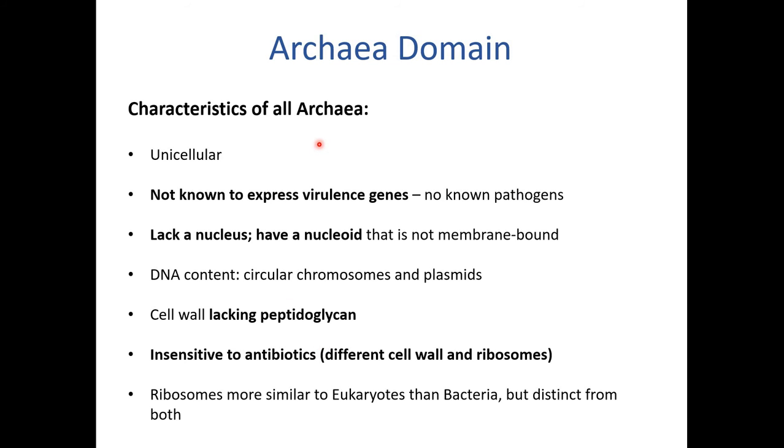So characteristics that all Archaea share is that they're unicellular. They're not known to express virulence genes, and so Archaea do not include pathogens that we know of. So this is one way that they differ from bacteria. Like bacteria, they lack a nucleus but have a nucleoid that's not membrane bound. As far as we know so far, all Archaea have circular chromosomes. They also have plasmids like bacteria.